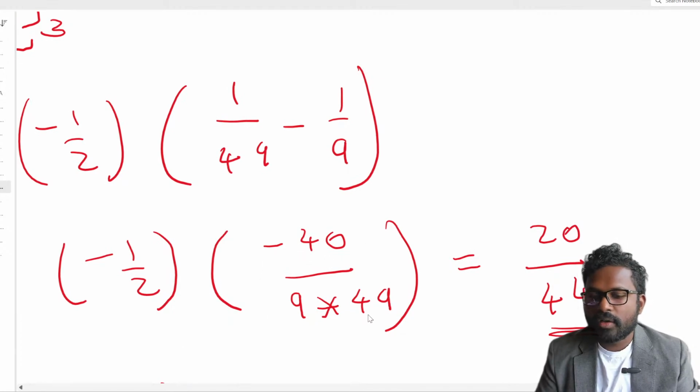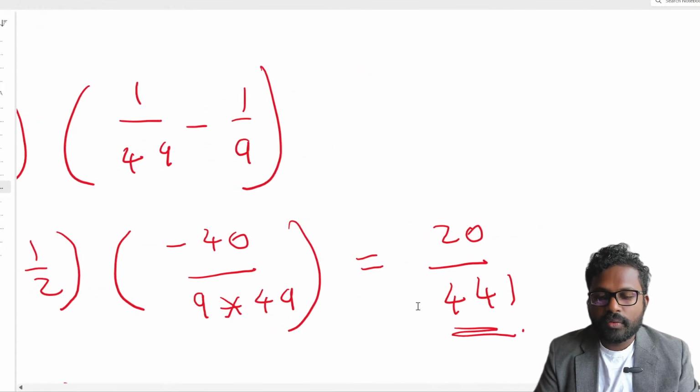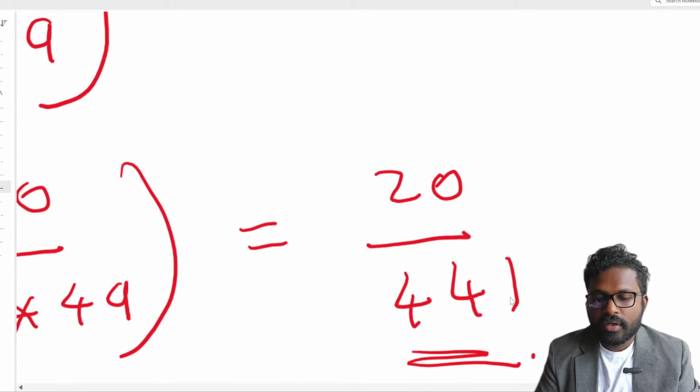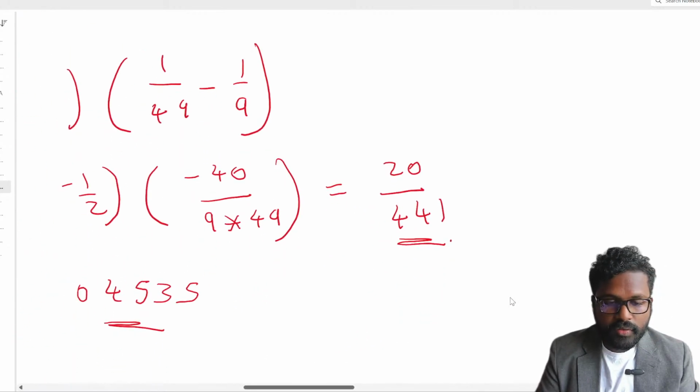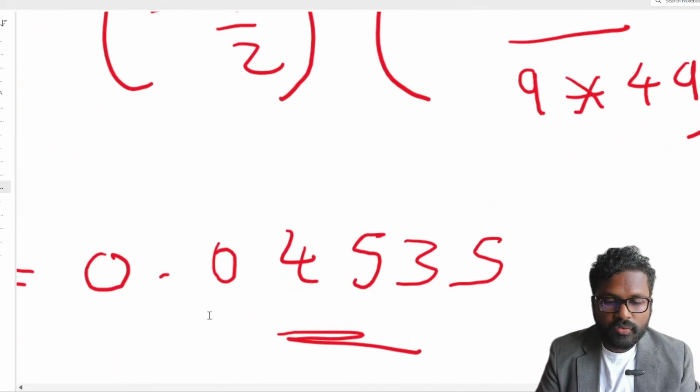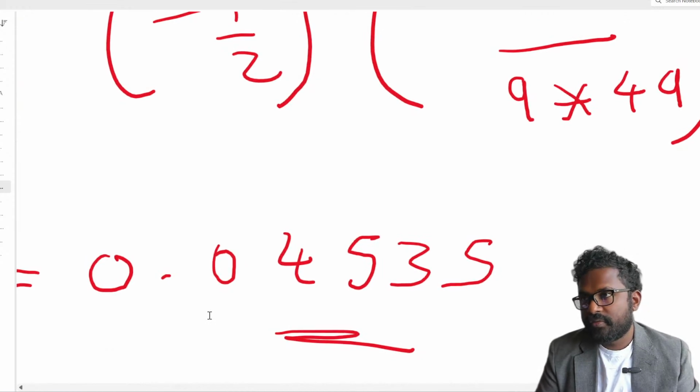You can simply put this in your calculator as well. The calculator will give you the answer in terms of 20 by 441, which if you solve, you will get 0.04535. So that is the answer you will get.